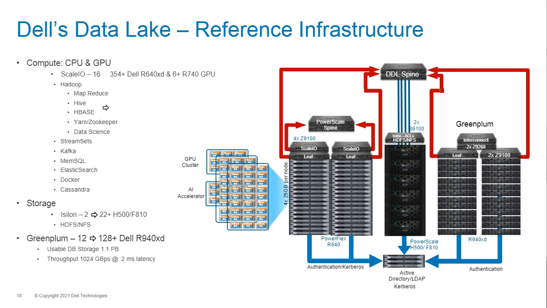Same thing with Greenplum. We're using R940s, a certain size. If I need more storage or more compute for that storage, I just simply add in more blocks, plug them into the switch, and we expand very rapidly. So this is going to be important later on when we talk about how we can start small and grow. We'll come back to that, but basically we've got a fairly simple infrastructure that's easy to maintain and easy to grow.